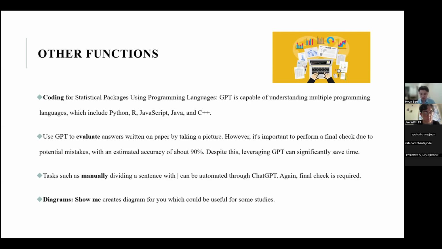And we can use ChatGPT to evaluate answers written on paper because it can read images and even the text in images. However, it's important to perform a final check because of potential mistakes. About 90% correct, but not all the time. And it really helps us to save time. And we can minimize manual work as well. And there are diagram GPTs that can help us to create diagrams. So there are a lot of features that you can use when you do research.